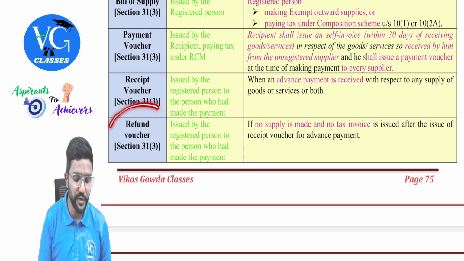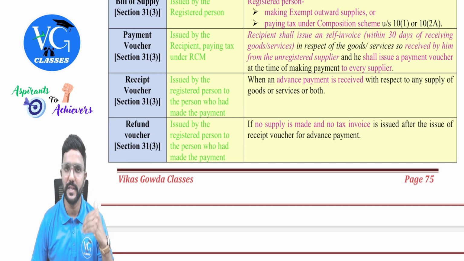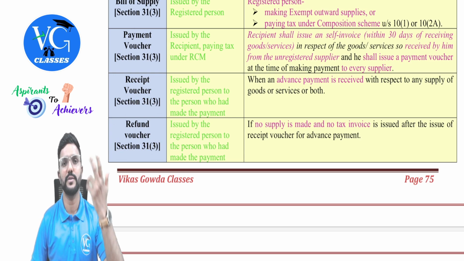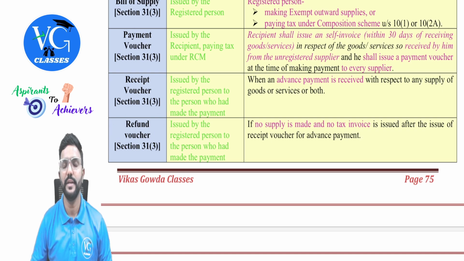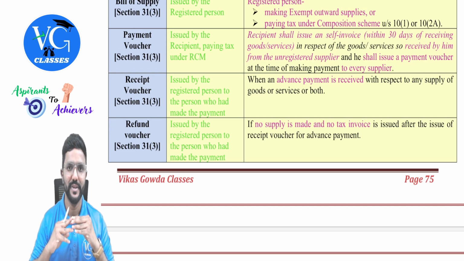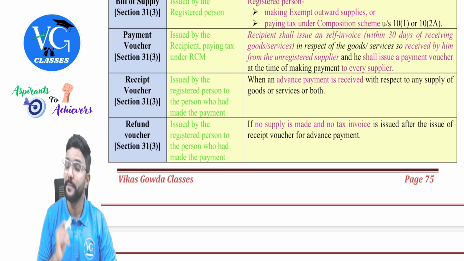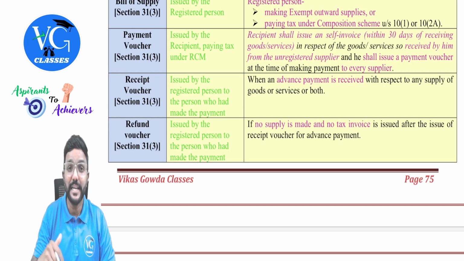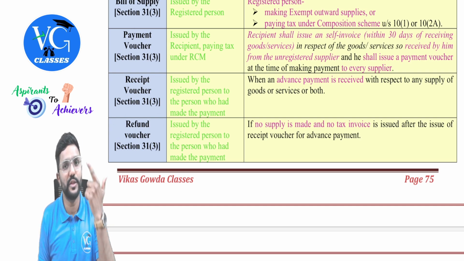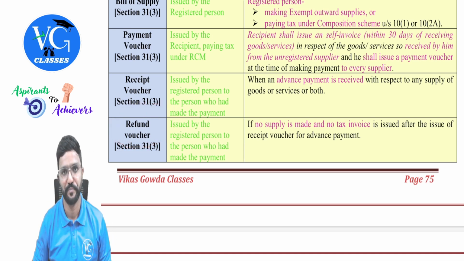Next, refund voucher. Now, assume I am the supplier and you are the recipient. I had received an advance from you, saying that I will supply goods after 2 months. But actually, the supply didn't take place. So there is no supply, no invoice issued. In that case, I need to return the money to you. If not, you will come chasing me. So when I'm returning the money to you without supply and without invoice, I need to issue a refund voucher document to you, guys.